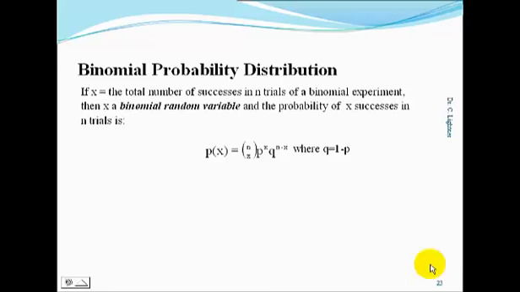For a binomial probability distribution, we define X as the total number of successes in n trials of a binomial experiment. We also define the probability of having X successes in n trials as the combinations formula n choose X times p to the x power times 1 minus p to the n minus x power.